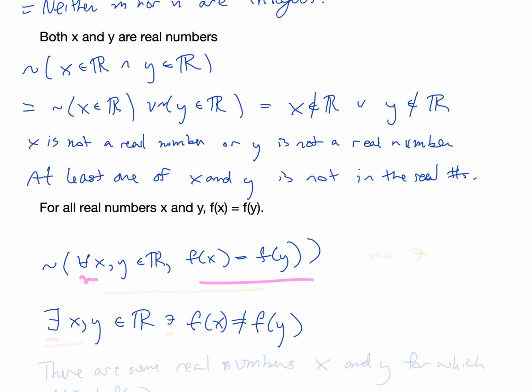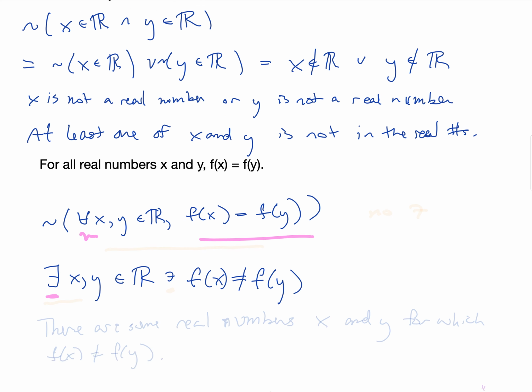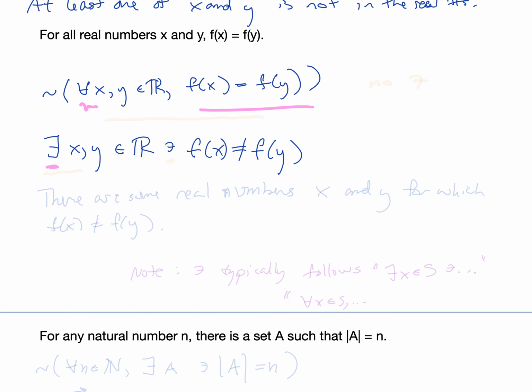So the negation of a for all statement is a there exists statement, where the second piece of it, the remainder of it, is negated. So our negation is there exists some real numbers x and y such that f of x is not equal to f of y. We could write that too in plain English as there are some real numbers x and y such that, or for which, f of x is not equal to f of y.